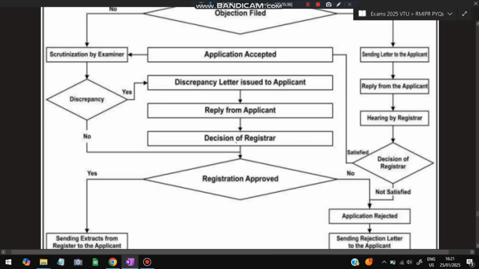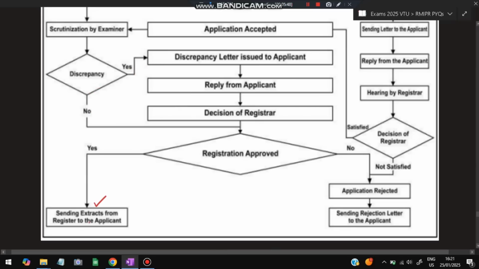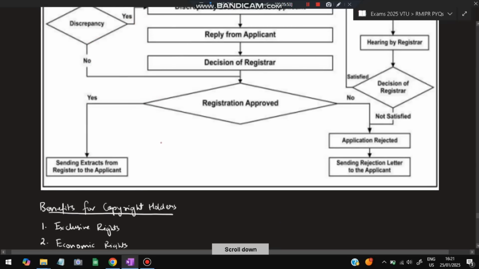If the registrar's decision is no, the application is not accepted, and again a letter will be sent to the applicant. If it is accepted, extracts from the register are given to the applicant and the copyright will be registered.